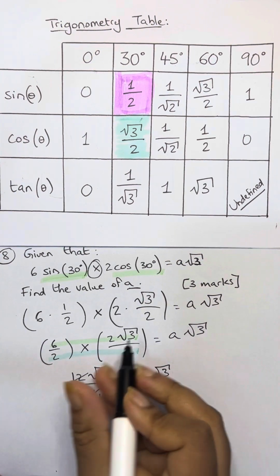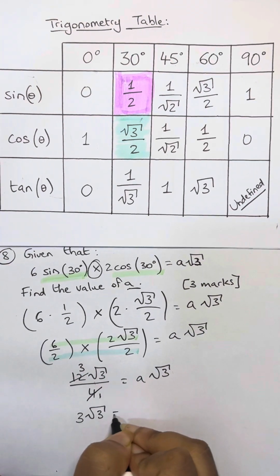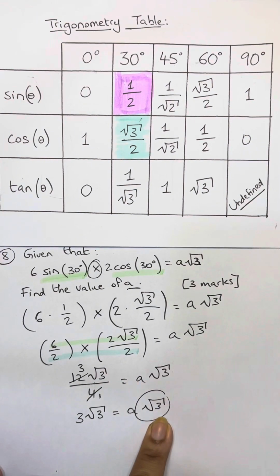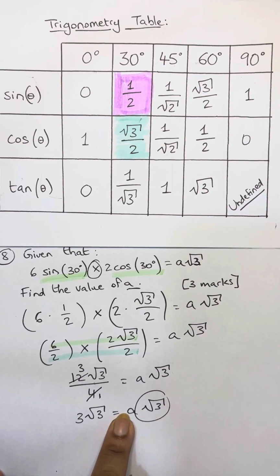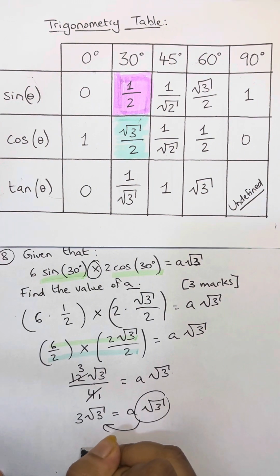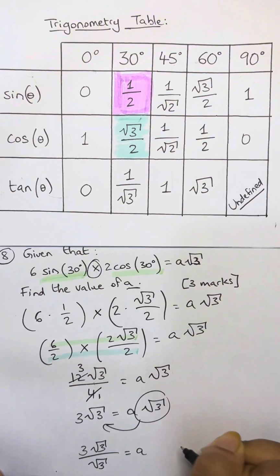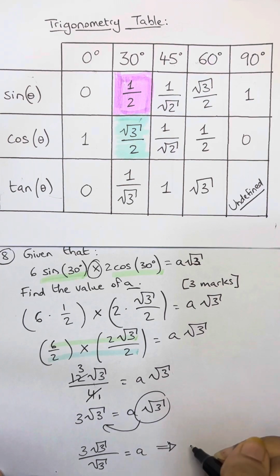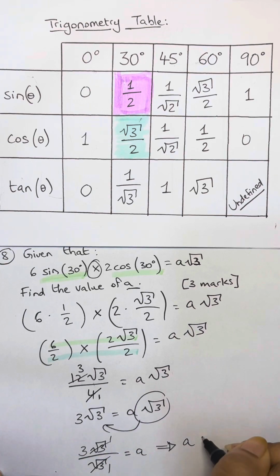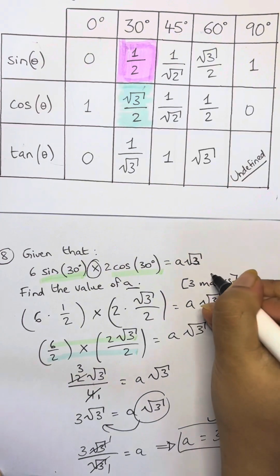4 into 12 goes 3 times, so 3 root 3 equals A root 3. How do I get rid of this square root of 3? Because it's multiplying the A, I just need to divide when I move it to the left hand side. So 3 root 3 divided by root 3 equals A. I simplify the root 3, so A equals 3. And that's my final answer, which is going to give you 3 marks here.